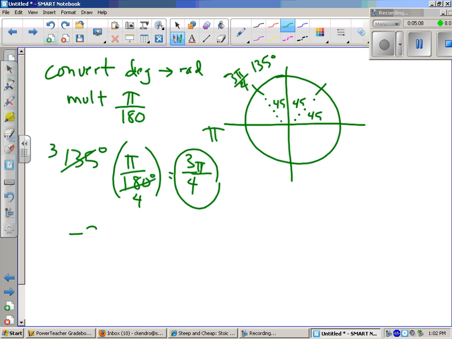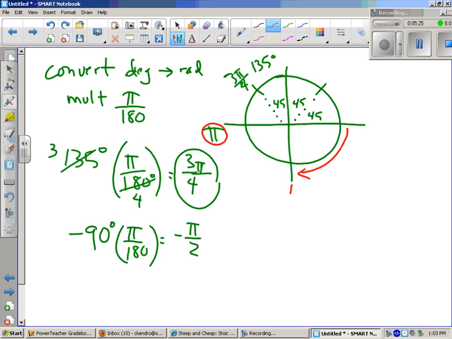If I have negative 90 degrees, multiply by pi over 180, and you get negative pi over 2. Think of that on this circle here, negative half of pi. Remember, pi is halfway across, so negative pi over 2 would be at the bottom, and that's also our negative 90 degrees. So that's converting from degrees to radians.